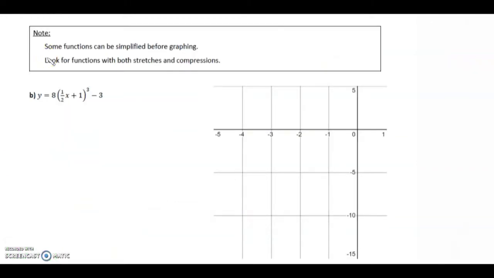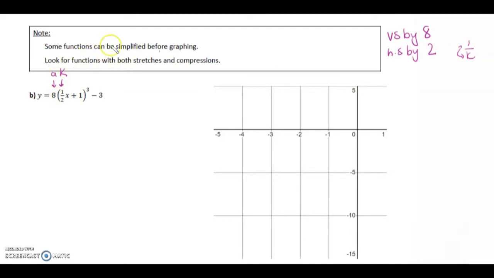So for B, I want to make a note. Some functions can be simplified before graphing. So look for functions with both stretches and compressions. I'm going to make a note just to the right of the page. If we took a look at the a value here, which is 8, this is a vertical stretch by a factor of 8. And if we look at this k value here, this is actually a horizontal stretch by a factor of 2, right? Because it's always like 1 over k, it's always the reciprocal. So we could plot it with 2 transformations and that would be fine.